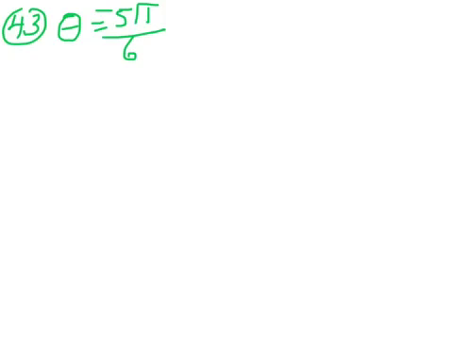Let's look at 43. We have theta is equal to negative 5 pi over 6, and it's the same instructions as the 41 we just got done. They want us to sketch the angle and its reference angle. When they say theta prime, they're talking about the reference angle. Okay, so let's think about this. 6 over 6 pi would be the same thing as 1 pi, wouldn't it?